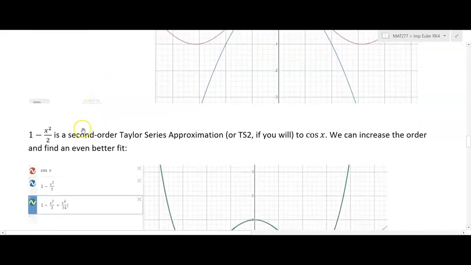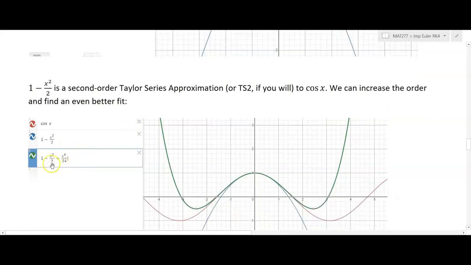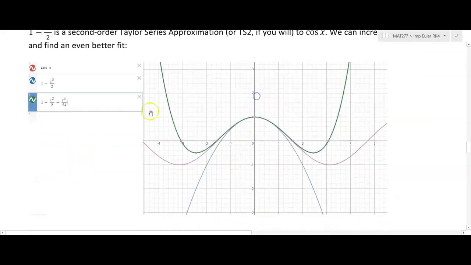So 1 minus x squared over 2 is a second order Taylor series expansion, or TS2 if you will, to cosine of x. We can increase the order and find an even better fit. This is called a fourth order Taylor series expansion, and now you see that this is second, this is fourth, and you can see that the green curve expands the domain. You can actually see that it's a really good approximation from there to there, whereas the blue curve is only a really good approximation from about there to there, as we saw in that previous illustration.